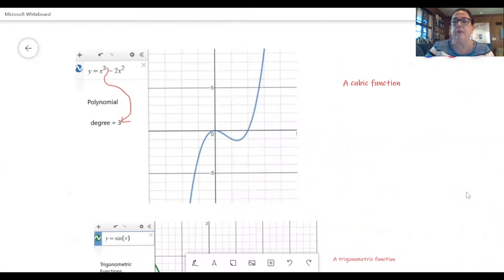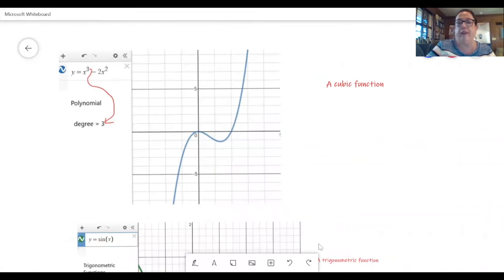The next one that I'm showing here is a cubic. It's one of my favorite cubics. y equals x cubed minus 2x squared. And this is a polynomial of degree 3, and again, you see that the highest degree is 3, and that's why the degree of the polynomial is 3.